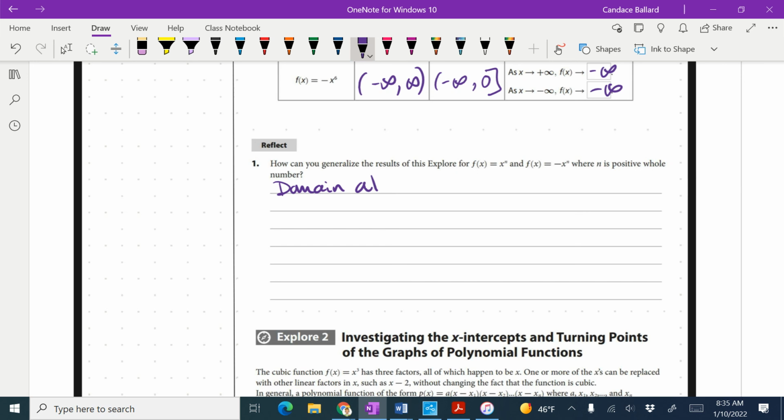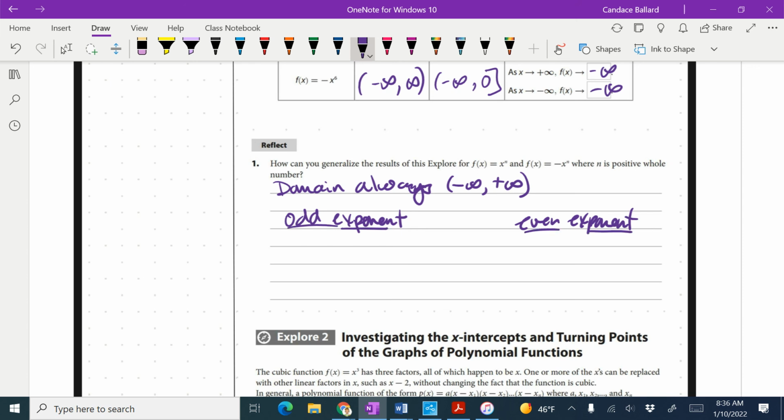Yeah, domain is always negative infinity to positive infinity, or just infinity is fine. So it didn't matter which one we had, the domain was always the same. Everything worked, okay? All right, the range, so let's talk about even and odd, right? So odd exponent, even exponent. I'm just going to write some categories here.